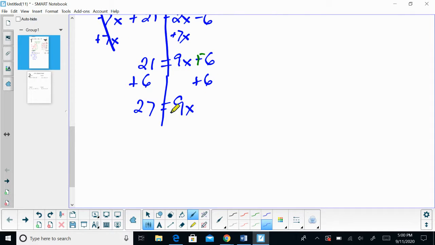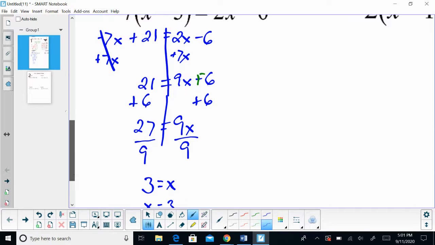Step number 4 is to multiply or divide by the coefficient. My coefficient right here is 9. This is multiplication, 9 times x, that's what that means. So I need to do the opposite or the inverse, which is division. So I'm going to divide by 9. I do to one side, I do to the other. 27 divided by 9 is 3. So I have 3 equals x. Or if you prefer to rewrite it, x equals 3.